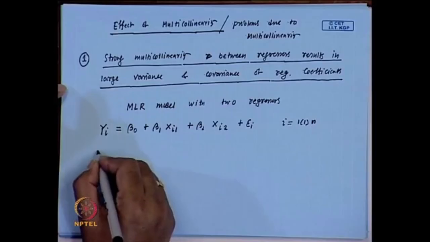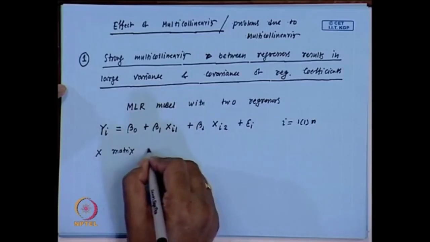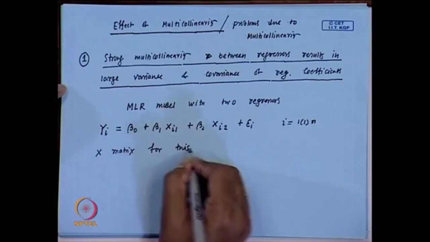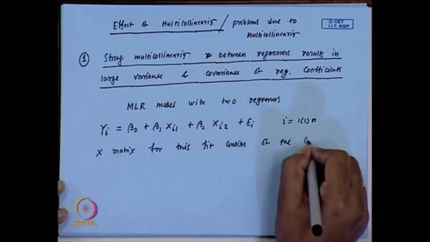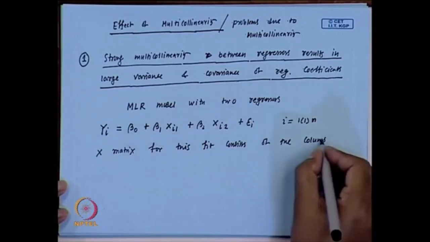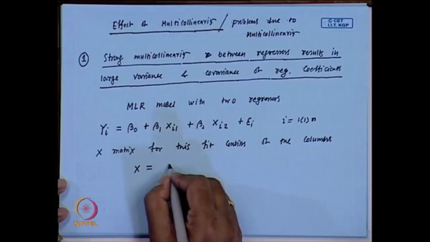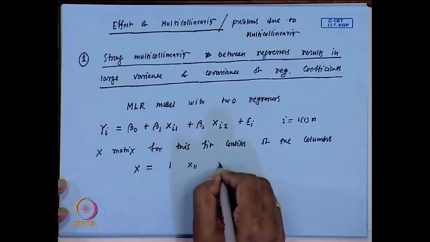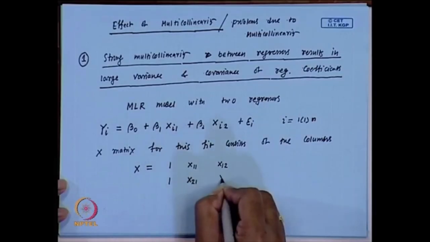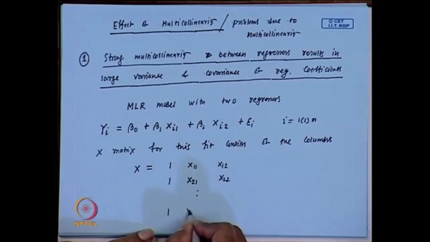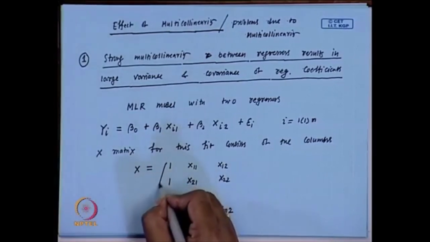Now the X matrix for this fit consists of the columns. So here is the X matrix for this model: we know that this is 1, x11, x12, 1, x21, x22, like that, 1, xn1, xn2. Okay.